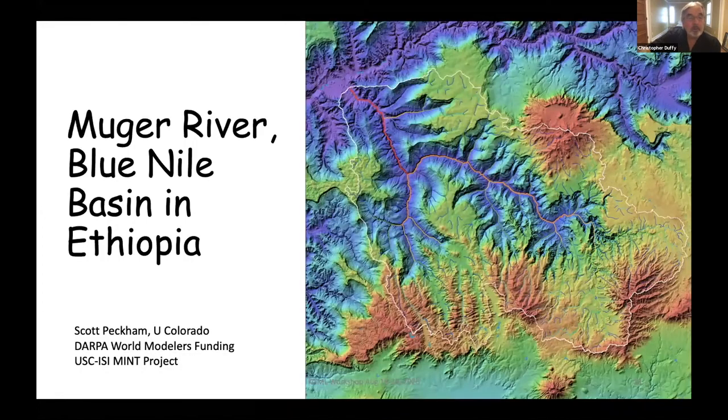An example we're doing on another project as part of the DARPA World Modelers project is looking at really lightly gauged or ungauged basins in Ethiopia. This is a sub-basin of the Blue Nile in central Ethiopia.